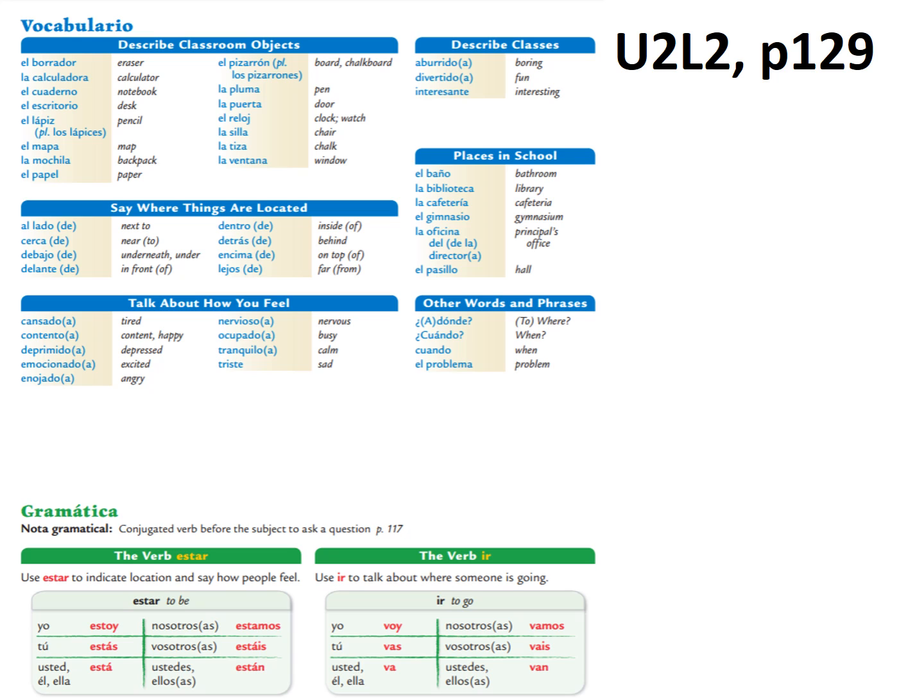Nosotros estamos, we are. Vosotros estáis, y'all are. Ustedes están, y'all are. Ellos están, they are. The verb ir is also being introduced in this chapter as well. Use ir to talk about where someone is going. Ir means to go. Yo voy, I go.